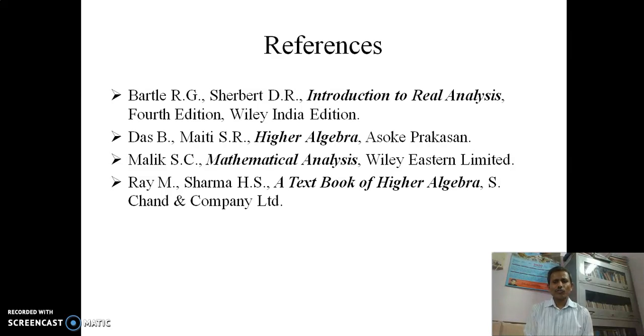First one is Introduction to Real Analysis by Bartle and Sherbert. Then Vedas, Higher Algebra, Symbolic Mathematical Analysis, and A Textbook of Higher Algebra by M. Roy and S. S. Sharma.